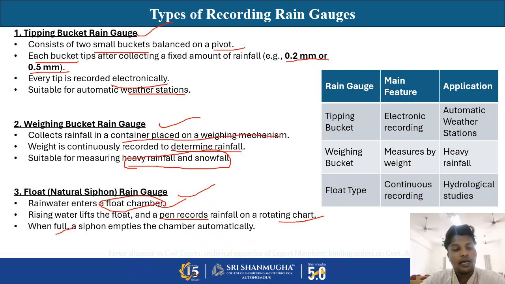So when the chamber is full, it automatically empties by the siphon. So I think you got the difference between the three types.